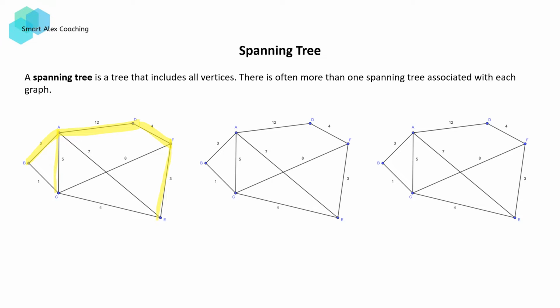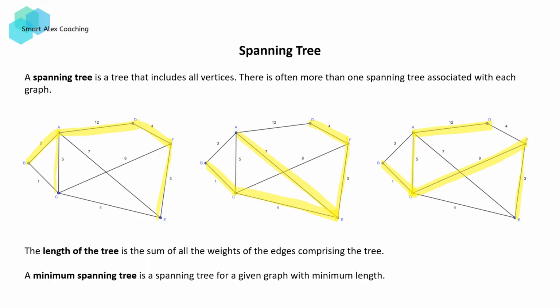In the second graph this time, I might like to include edge BC, edge CE, edge AE, edge DF, and edge EF. So this is another example of a spanning tree we can create. In the third graph, we might like to include edge AD, edge AC, edge BC, edge CF, and edge EF. And yet again, this is another example of a spanning tree we can generate from the same graph.